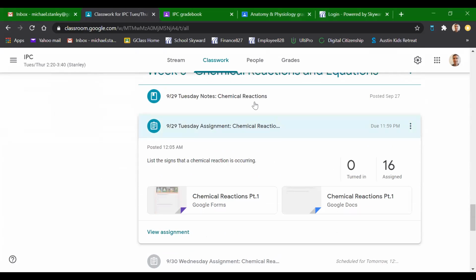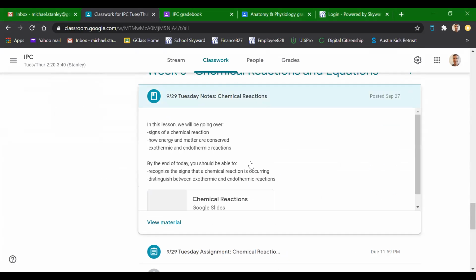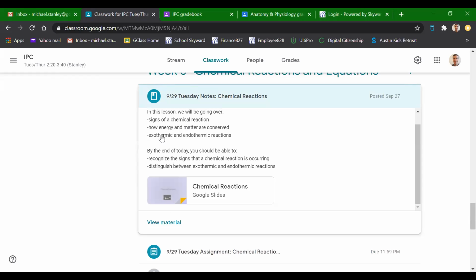Well, we're going to be talking about chemical reactions. So we'll go over things like how you can tell that a chemical reaction is happening, how things like energy and matter are conserved from the beginning to the end of the reaction. And we'll talk a little bit about a couple of specific types of reactions that have these cool names, exothermic and endothermic reactions.